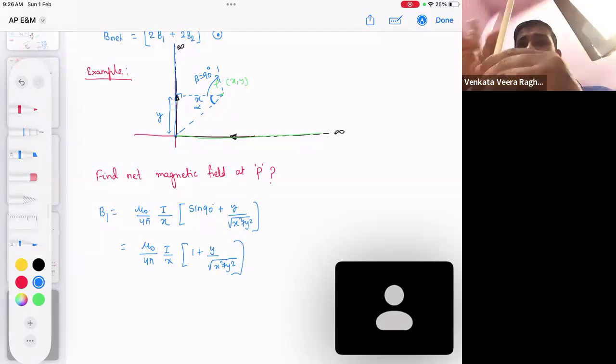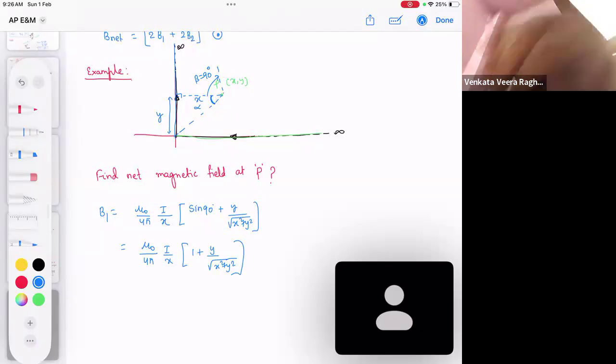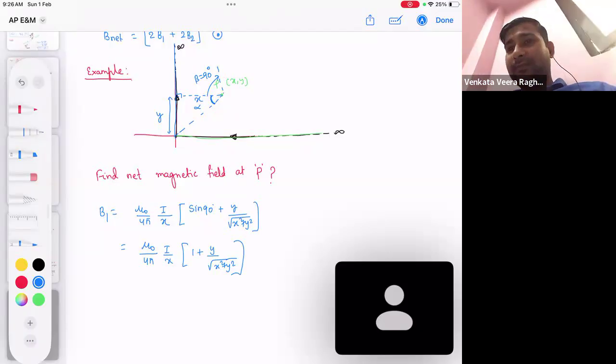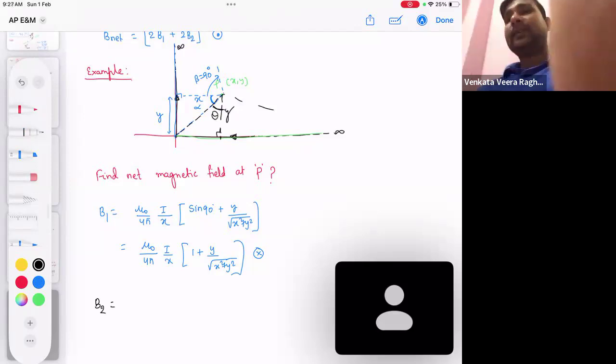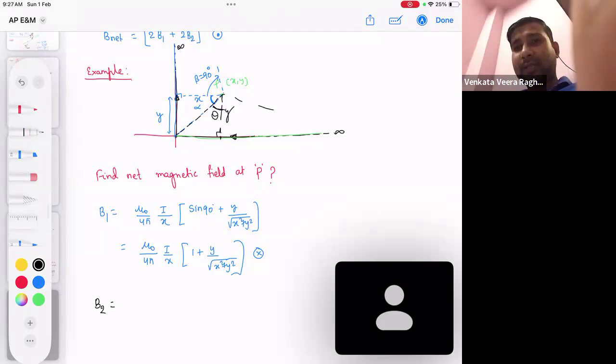What is the direction coming? Keep the thumb in the direction of current and spread the fingers where you want to calculate it. The palm is pointing into the plane. Next, if you want to calculate B2, it is exactly the same thing. This is going to be the perpendicular distance, isn't it? What is the perpendicular distance? Y. Again, what else is needed? An angle is needed. One angle is, let's say, theta. The other angle is 90 degrees. So what value will come?